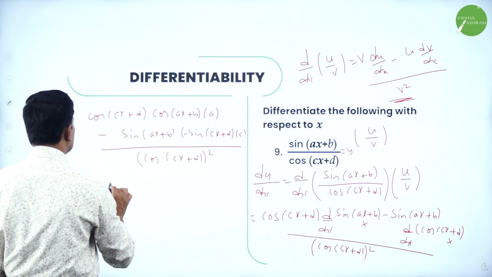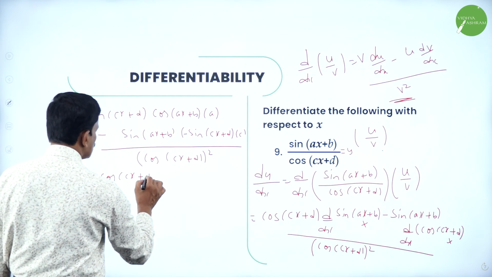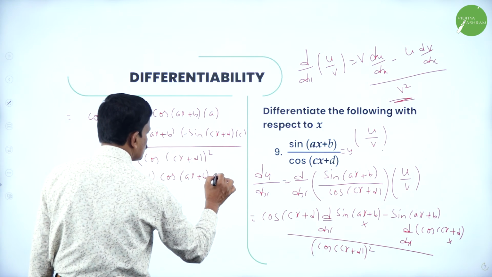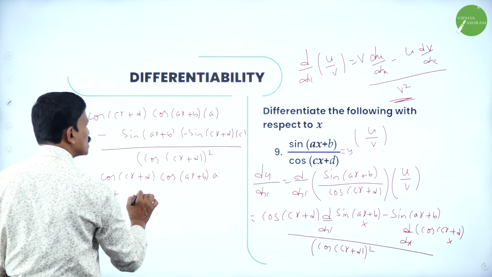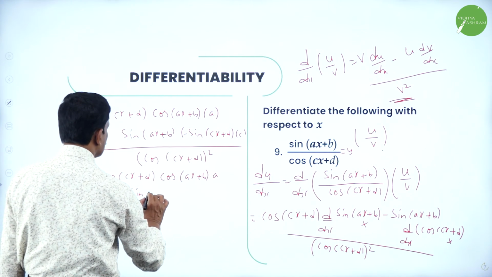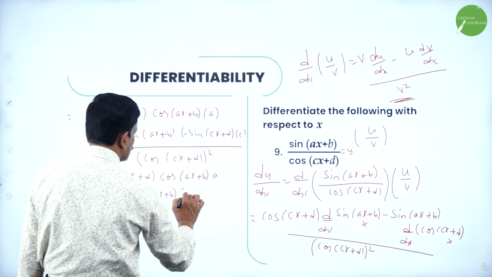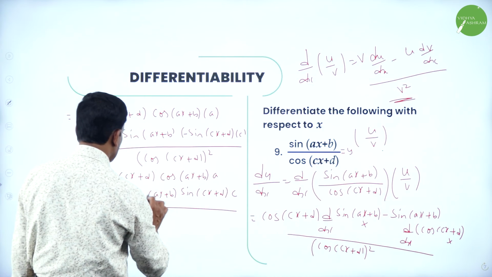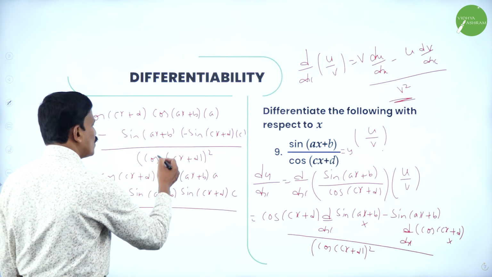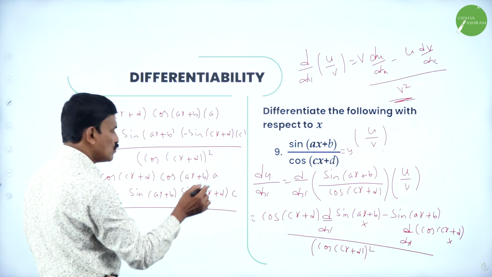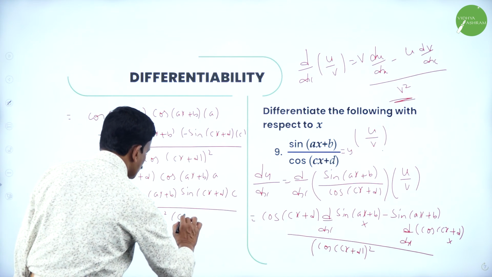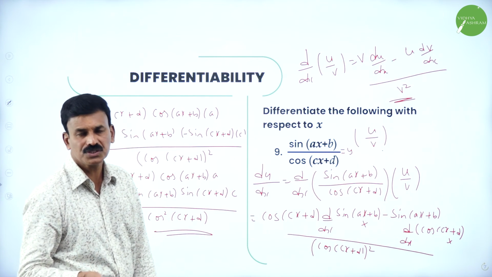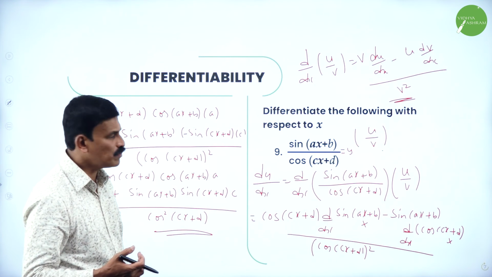So this can also be written as cos of cx plus d into cos of ax plus b along with a, minus into minus plus, we can write sin of ax plus b into sin of cx plus d into c, whole divided by cos of cx plus d whole square, or it is also equal to cos square of cx plus d. That's it. This is how we are going to differentiate it. Now let us come to the next problem.